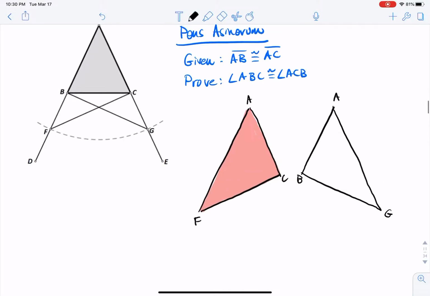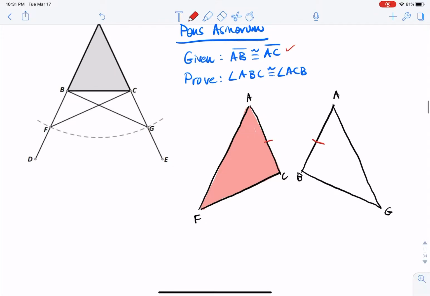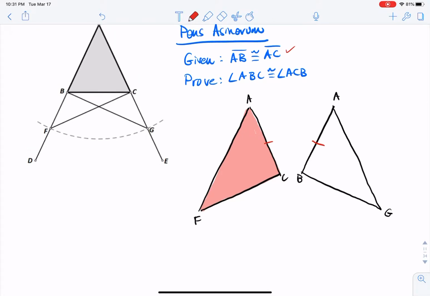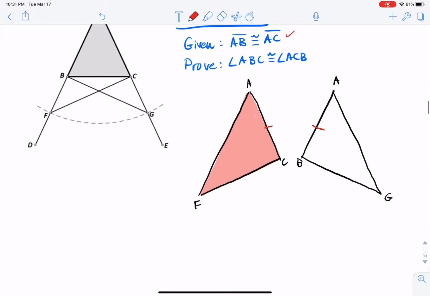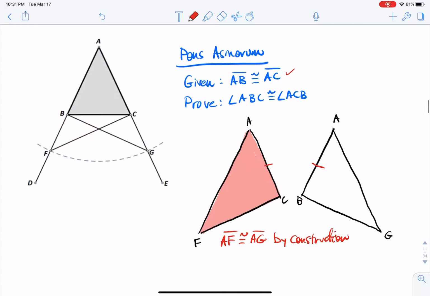Okay. So we've got, from our given information right here, that AB is congruent to AC. Marvelous. Also, because of the way Euclid constructed this, we also know that AF is congruent to AG by construction. That was his single compass setting that he used in order to find points F and G, right? So I'm going to mark that on there too, that these two are congruent to each other. What else do we have?